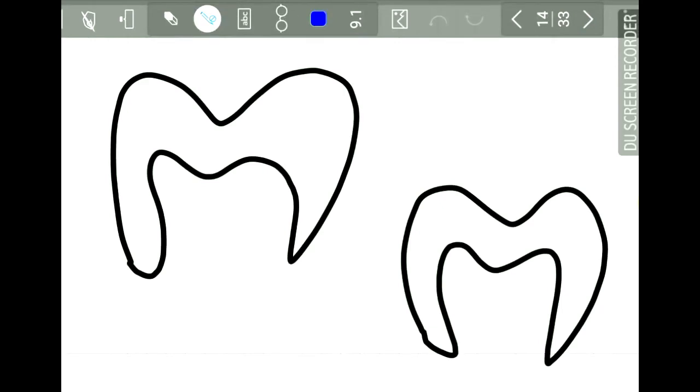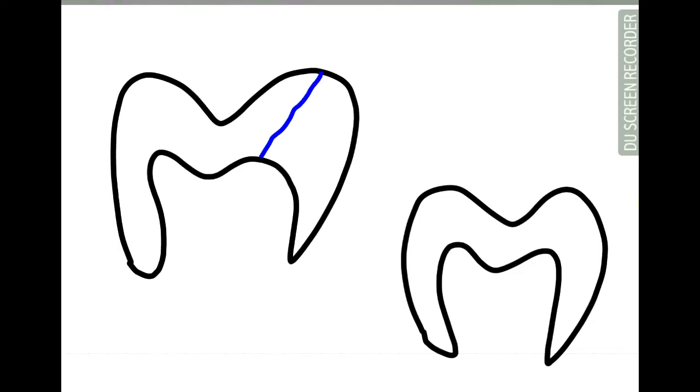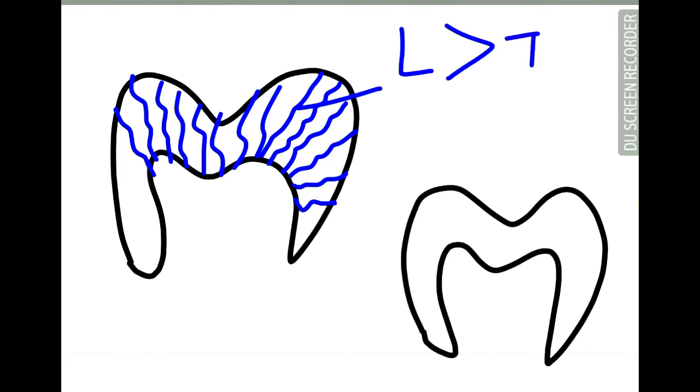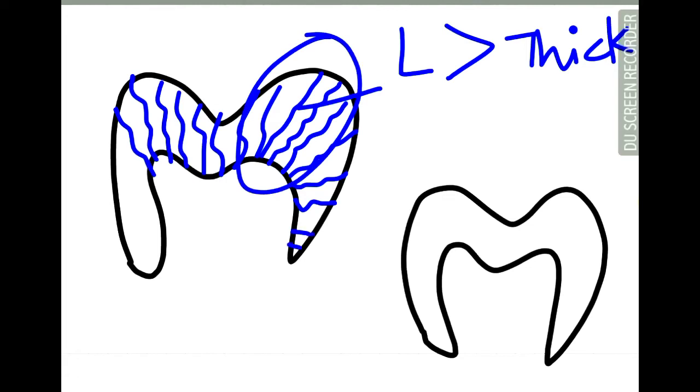The course of these enamel rods is not straight. It is tortuous and wavy. Because of this tortuousness, the length of the enamel rod is more than the thickness of the enamel. We can also see that the enamel rods present in the cuspal area are longer than those present in the cervical area.